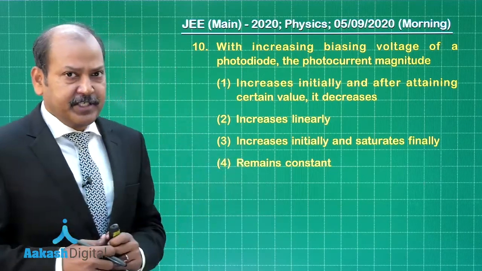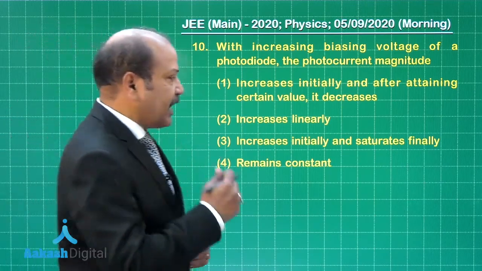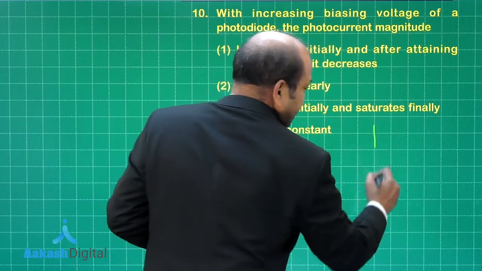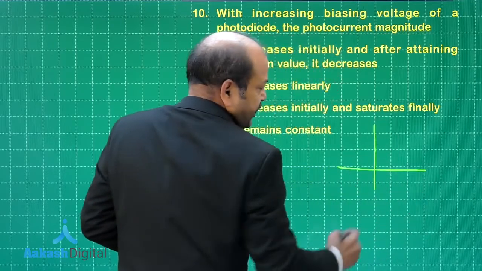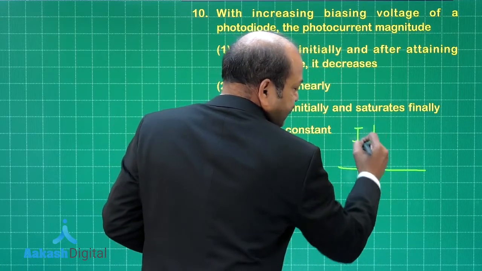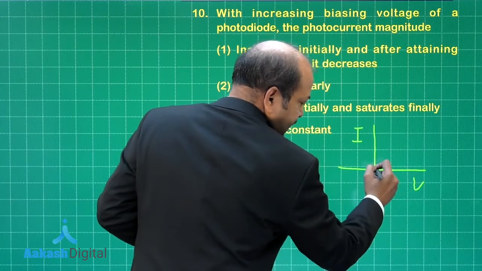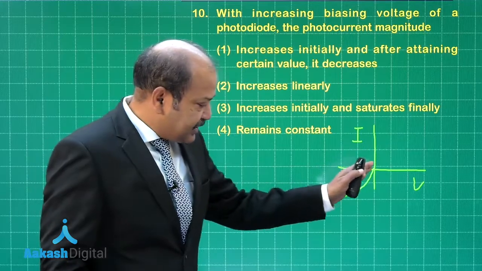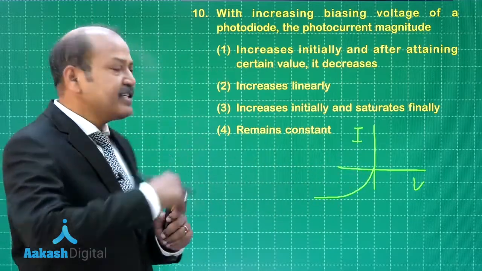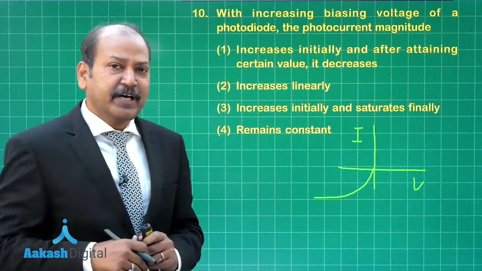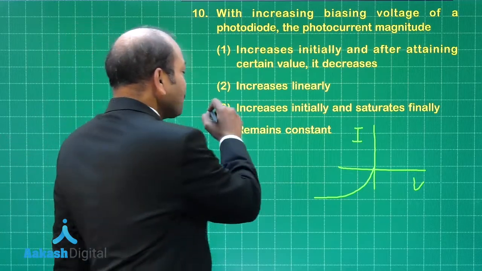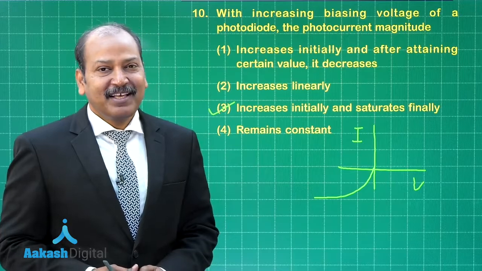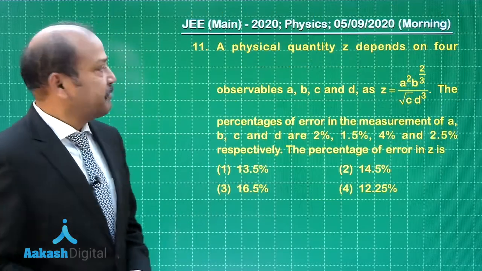It's a factual question. If we look at the graph of current versus the voltage that is applied, the graph goes something like this. On this side is current and on this side is voltage. The graph is something like this. Clearly, initially the current increases and then it achieves a saturation value. So, that means clearly option 3 is the correct option for question 10. Let us now go to question 11.